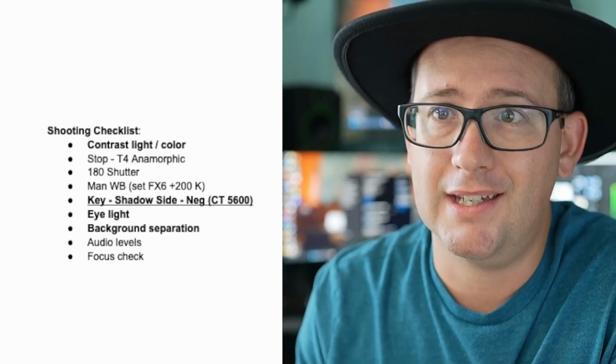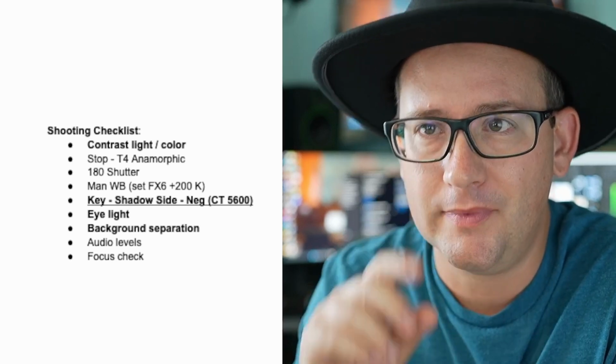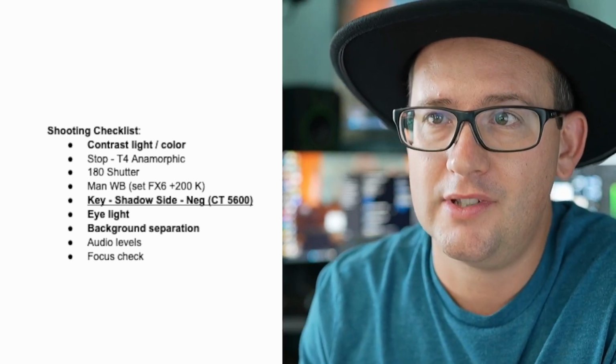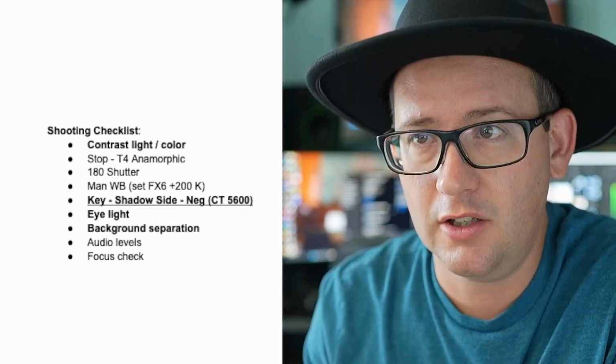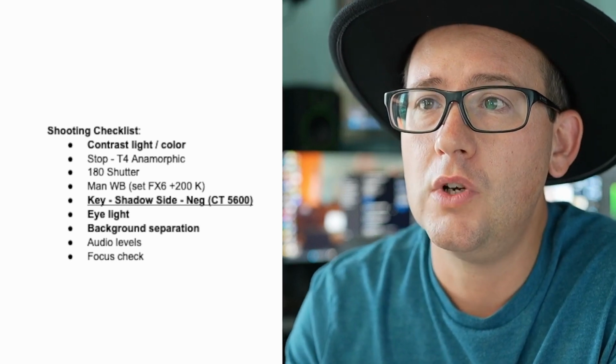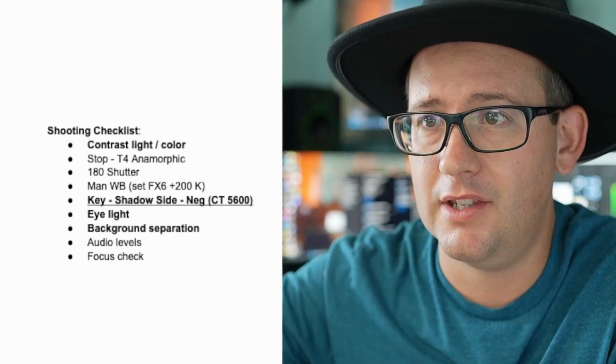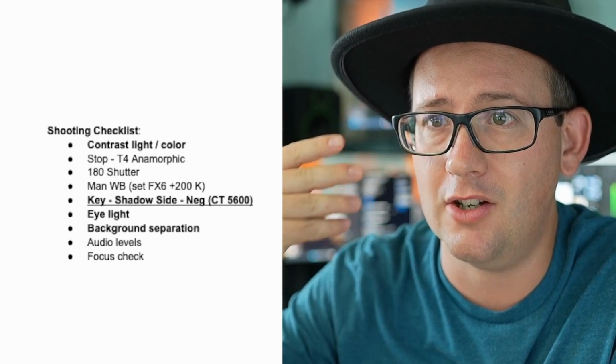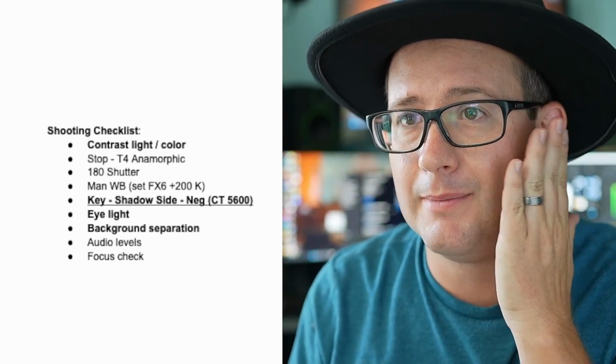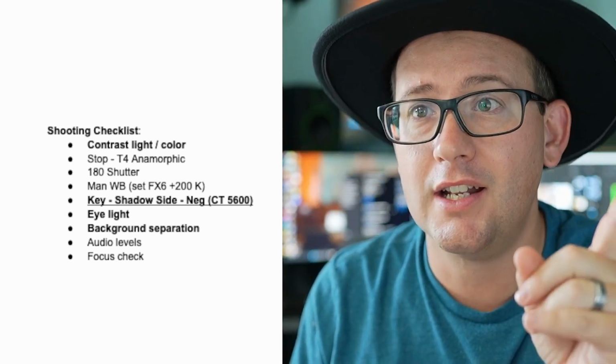Next is big. This is why it's underlined. It's why it's in the middle. Key light, shadow side, negative, color temperature. So this is our little formula for make sure we have a key light, which in this particular scene is coming right here. Make sure we have a shadow side and make sure the camera is filming the shadow side, not filming the light side.